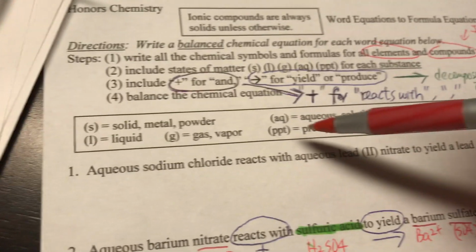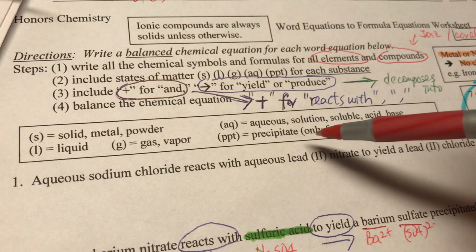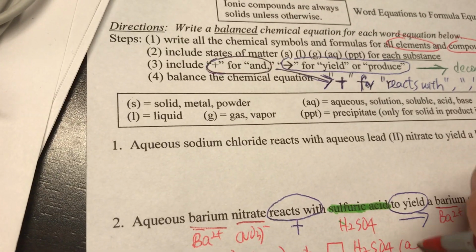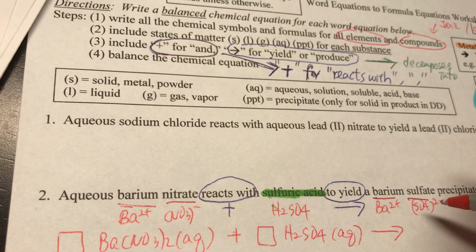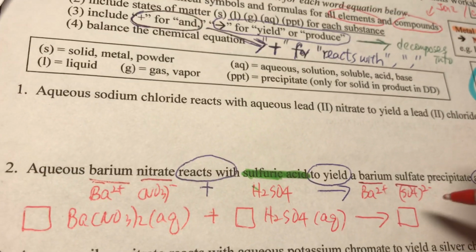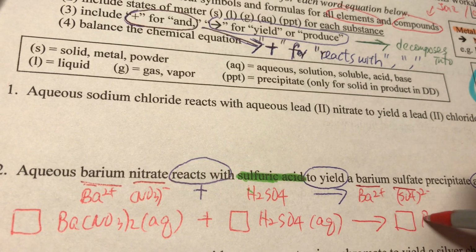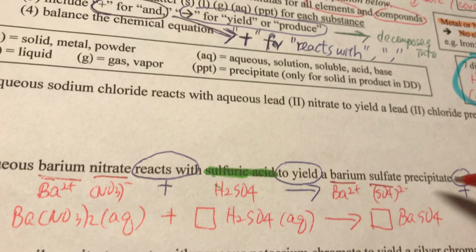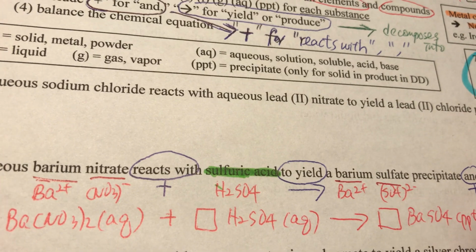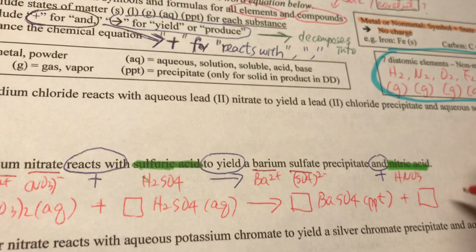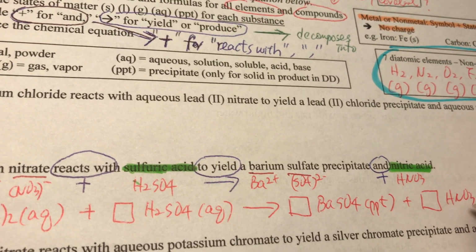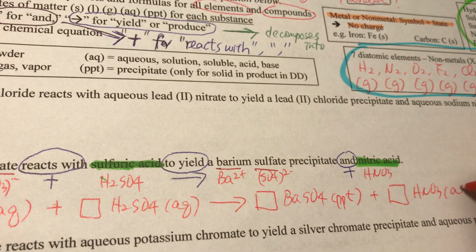H2SO4. Okay, sulfuric acid, we're going to use aqueous, because on the box, aqueous is used for an aqueous solution, or soluble, or acid or base. So H2SO4 aqueous. Okay, and then we follow the arrow. And then we have the coefficient box again. Barium sulfate, we cross over. BaSO4, precipitate, PPT. And then plus the box, and then HNO3, and then aqueous.